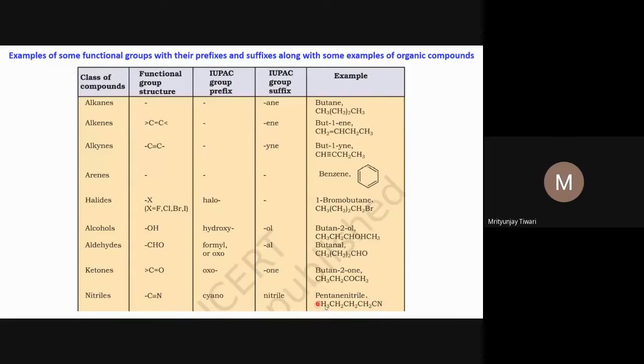And pentanenitrile means, while writing the structure, if someone says pentanenitrile or butanenitrile, when you write it, you should understand that the last carbon atom, at one of the termini, whether left or right, is actually the nitrile group.